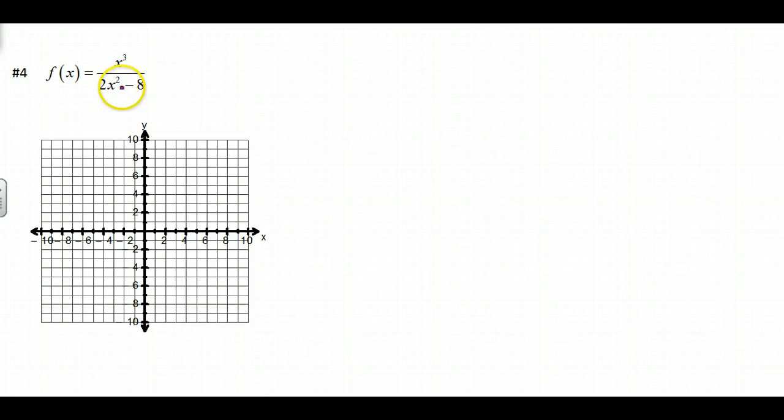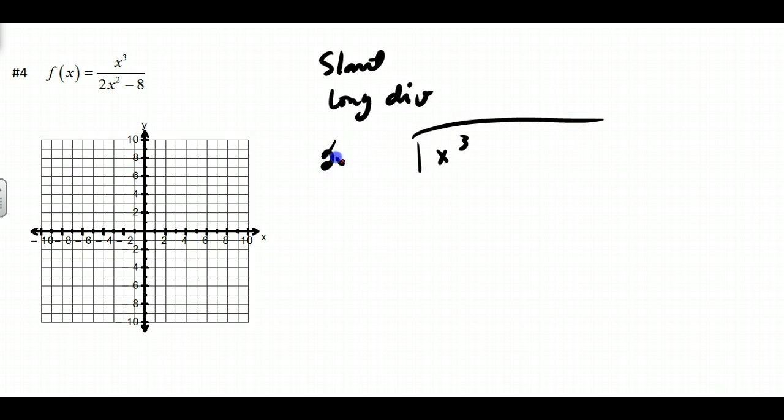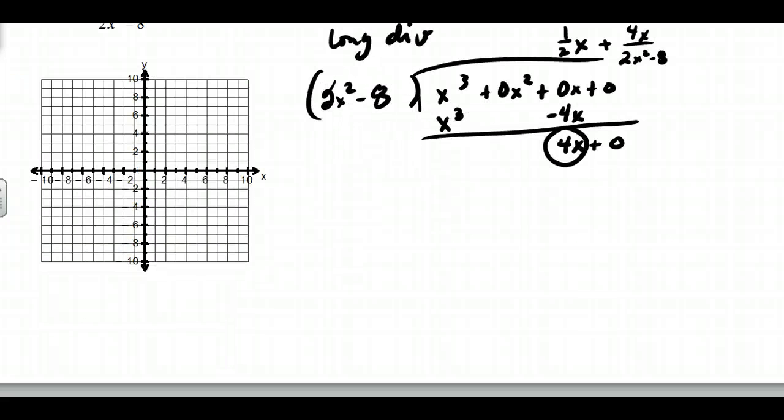If I look at this one, the degree of the numerator is bigger than the degree of the denominator. For this one, to find the slant, really what you're supposed to do is long division. So I'm going to take x cubed and see if I can get 2x squared minus 8 into that. Go ahead and do that, and I'm going to fill it in. So if I do long division on this one, I end up with 1/2 x plus a remainder of 4x. So I take that remainder and I put it over the divisor.